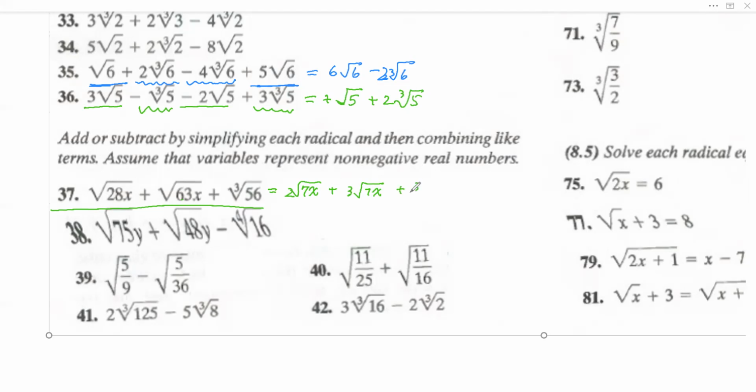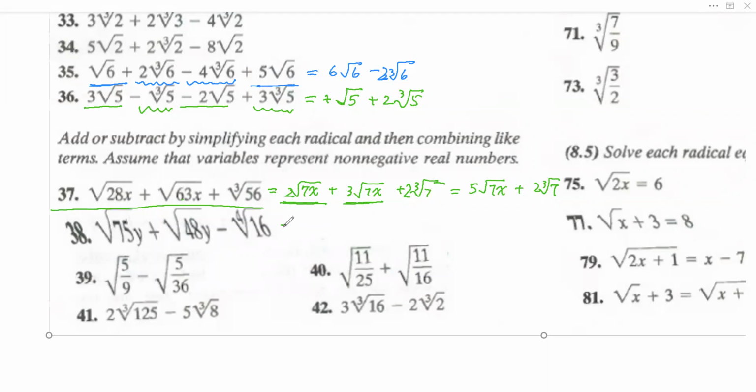And the last one is cubic root 56. You say 8 times 7, so you can take the 8 out. The cubic root of 8 is 2, but there is no x behind. So this is not a like radical to the front ones, but these two are like radicals, so you can combine them. It became 5 square root 7x, and this term is separate. It's not a like term to the front one, so it cannot be combined.